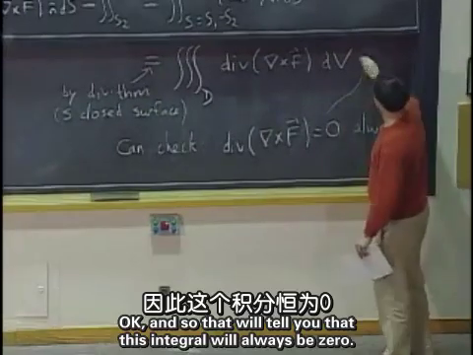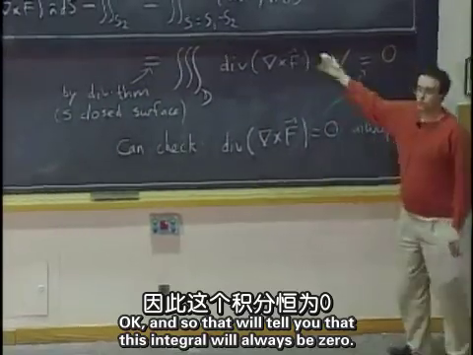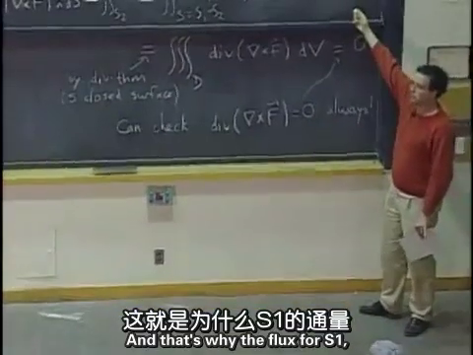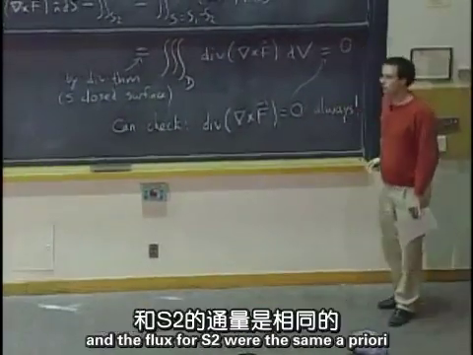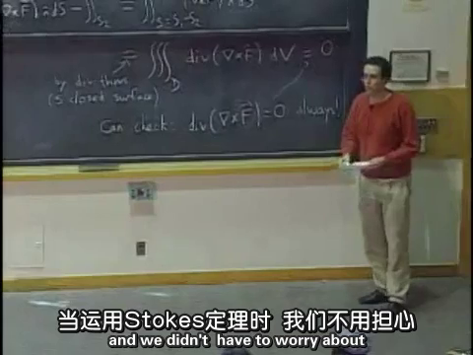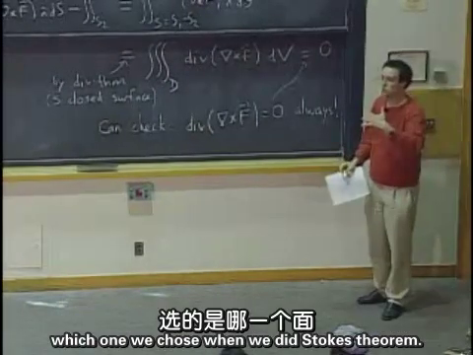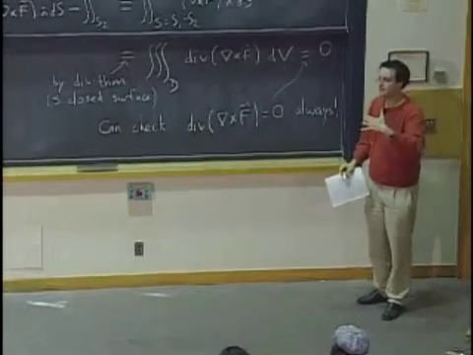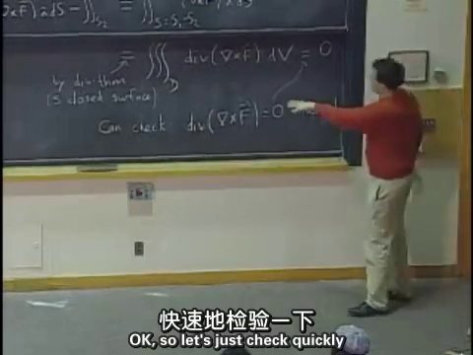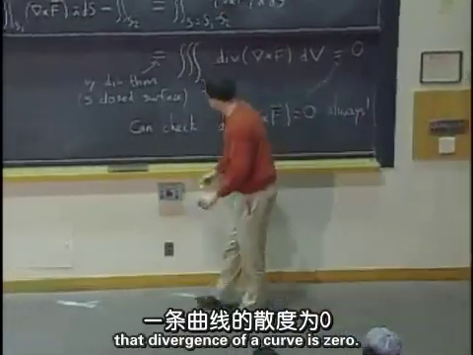Okay? And so that will tell you that this integral will always be 0, and that's why the flux through S1 and the flux through S2 were the same a priori, and we didn't have to worry about which one we chose when we did Stokes' theorem. Okay, so let's just check quickly that divergence of a curl is 0.